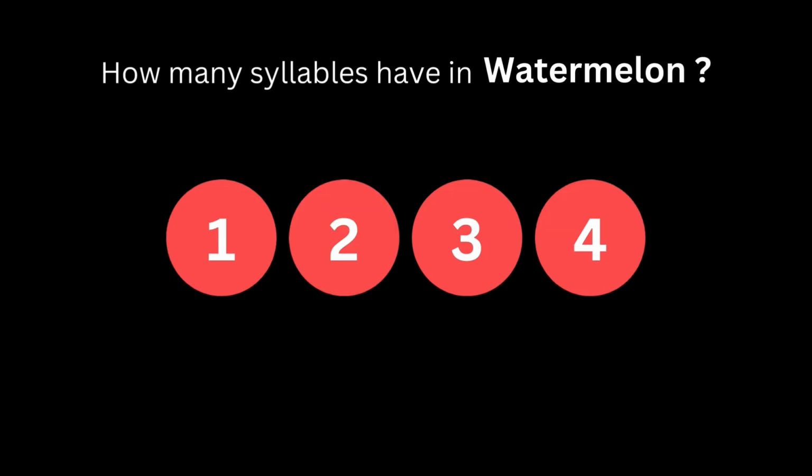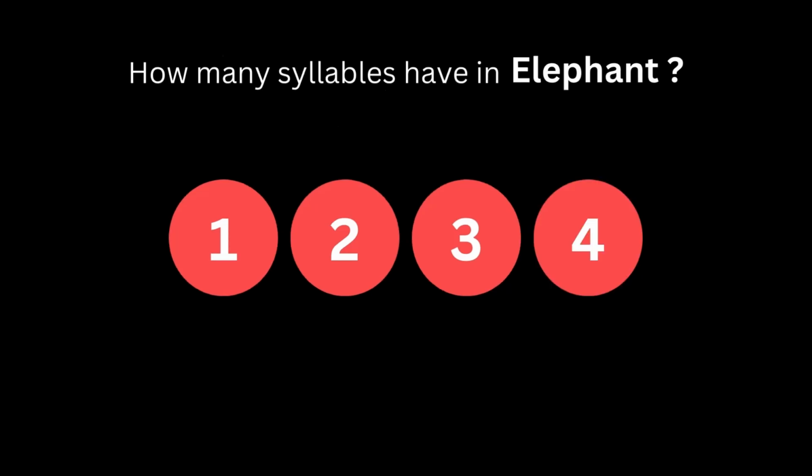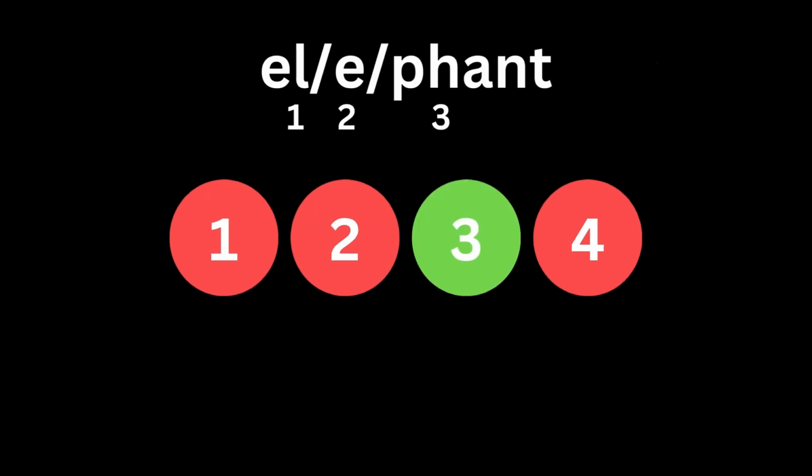How many syllables are in watermelon? Wa, ter, mel, on. There are four syllables in watermelon. How many syllables are in elephant? El, e, fant. There are three syllables in elephant.